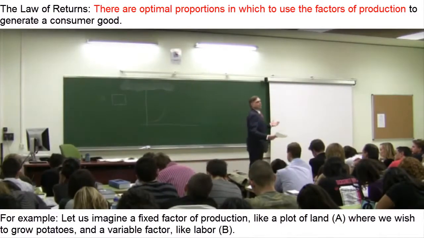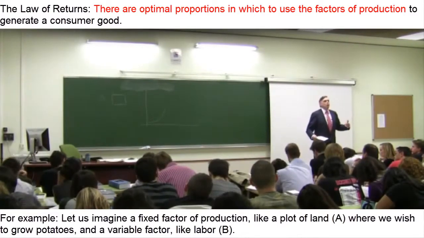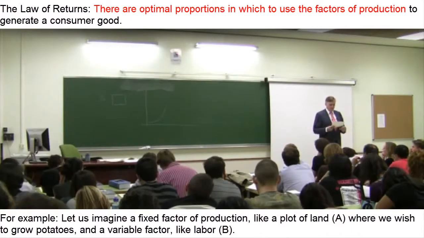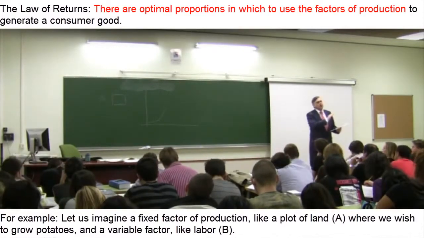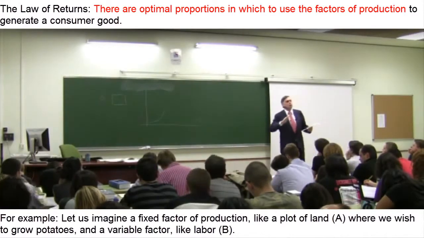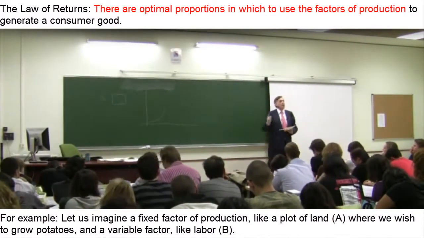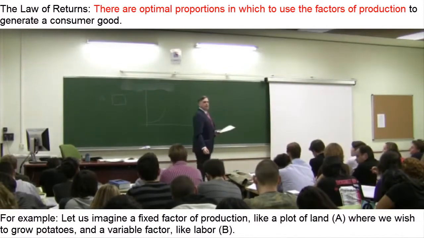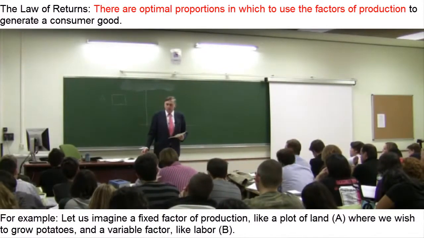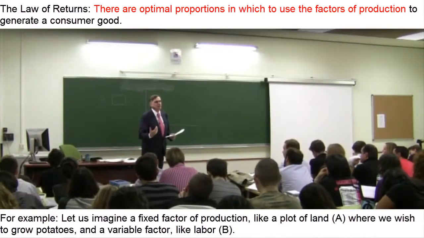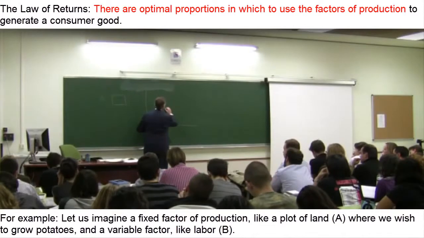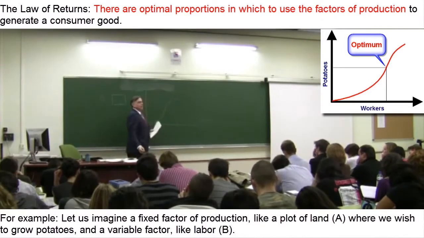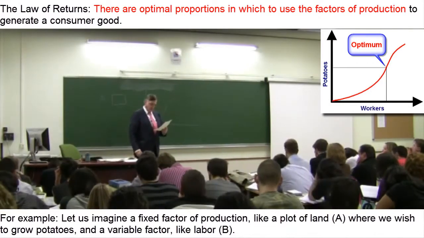One lone worker on that plot doesn't get much done, but as soon as there are 2, the final output of potatoes more than doubles. And if there are 3 workers, it more than triples. This happens for a certain number of additional units of the variable factor. But according to the law, there comes a point when, though the use of additional factor units does result in an increase in the final output of the consumer good, potatoes in our example, it begins to result in a less than proportional increase. On the graph, we see that, though output continues to rise, at some point it begins to rise less than proportionally.